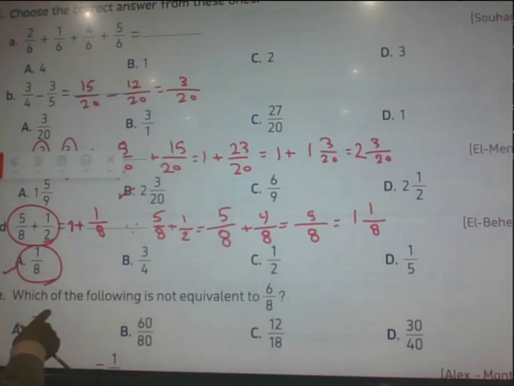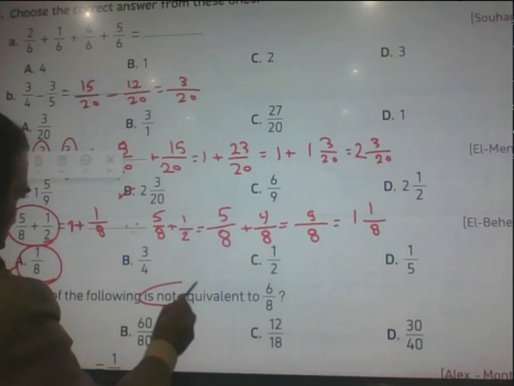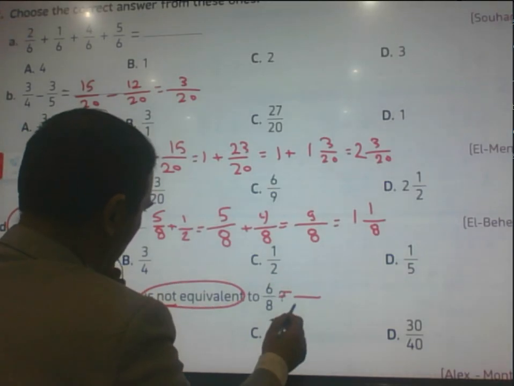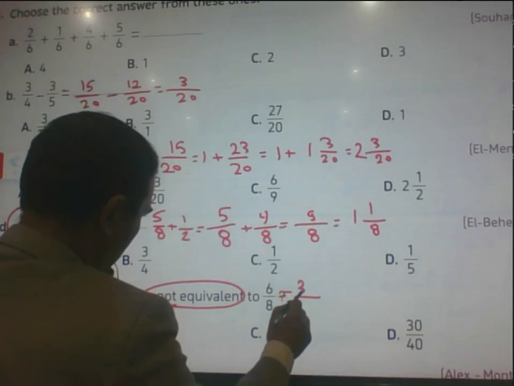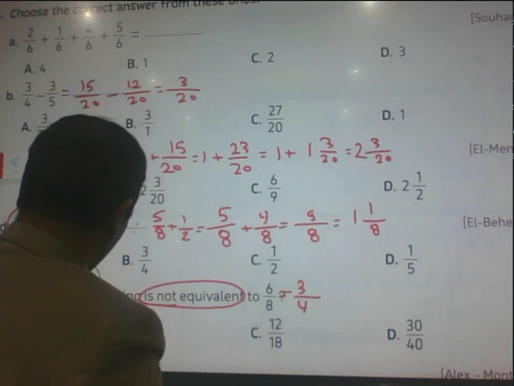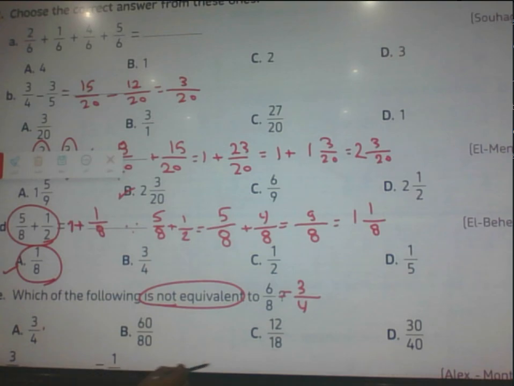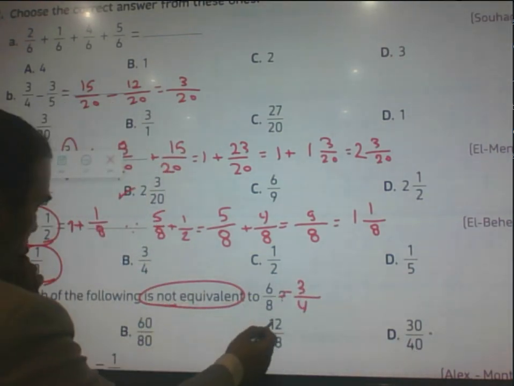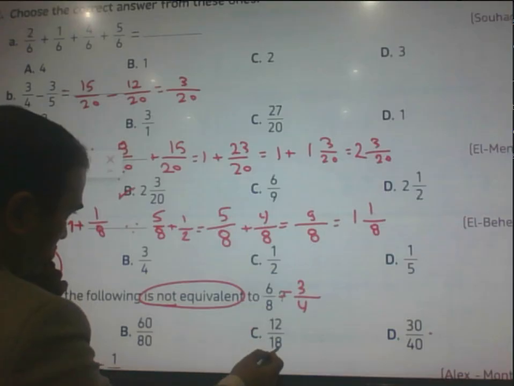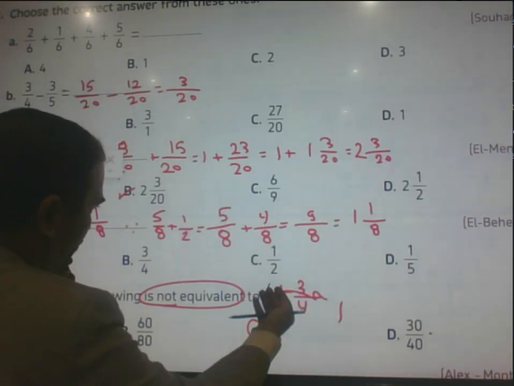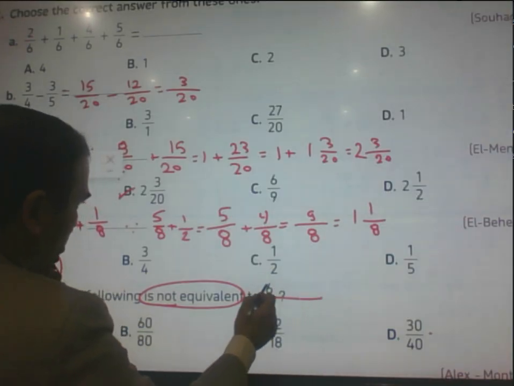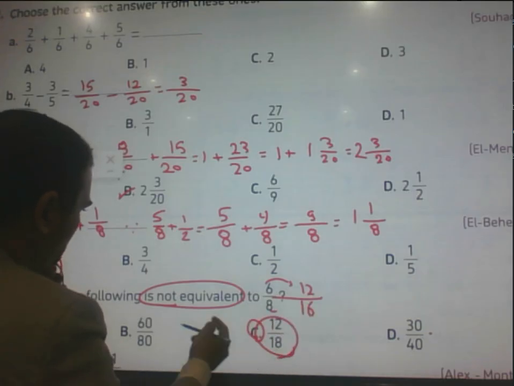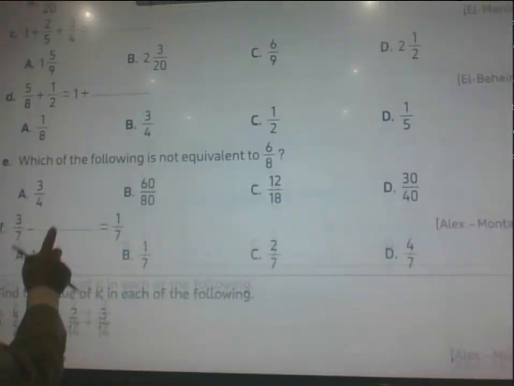Next question down here. Which fraction is not equivalent to 6 over 8? We know 6 over 8 we can divide by 2 up and down. It will be 3 over 4. 3 over 4 is equivalent. And also 30 over 40 by multiplying by 10. And what about this number? If we multiply up and down by 2, it is not equivalent, choose 6. Because if we multiply here by 2, 2 times 6 is 12, and 2 times 8 equals 16, not 18. Then the one that is not equivalent is 12 over 18.